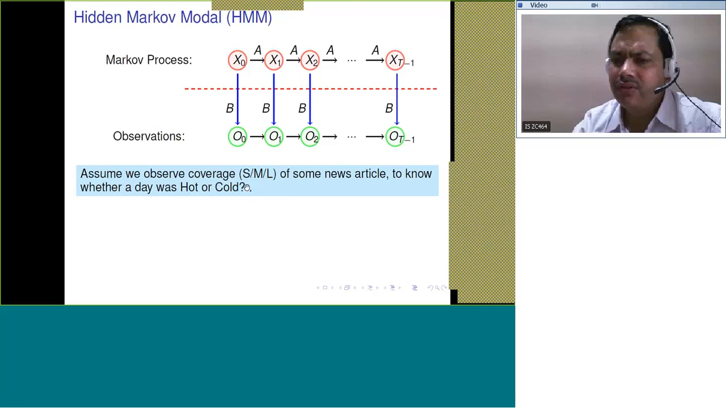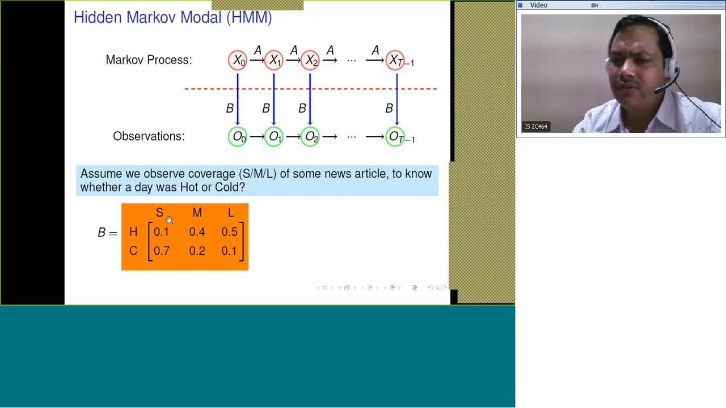Let's assume that we can find out from today's newspaper what the coverage of the snowfall is, small, medium, or large, to know whether a day was hot or cold. Somebody asks what happened 100 years back. I may not know what happened on that day, but I have access to the newspaper from that day. Using that newspaper, I want to predict whether that day was hot or cold. Let's assume this is the scenario.